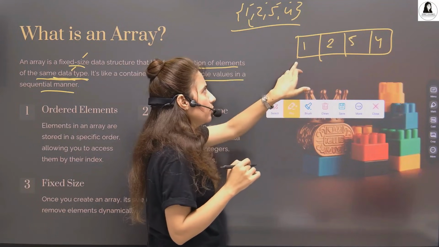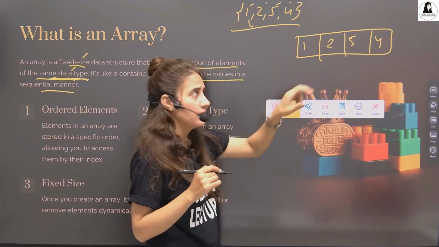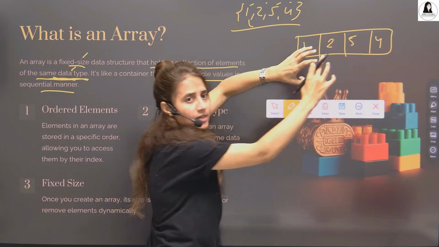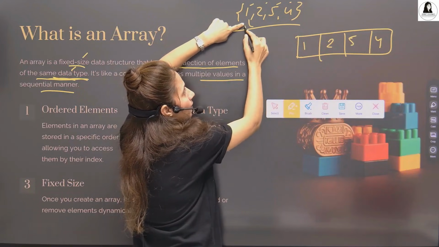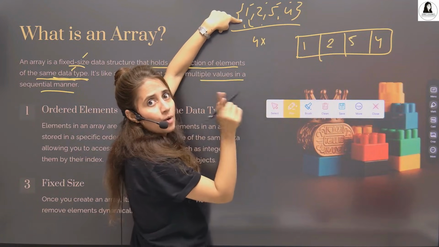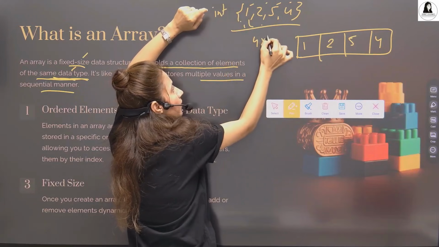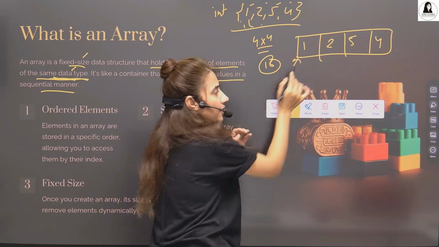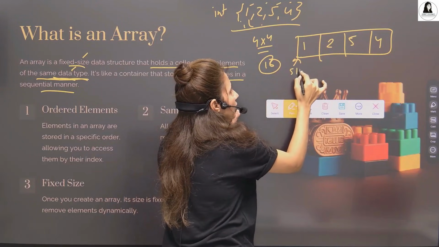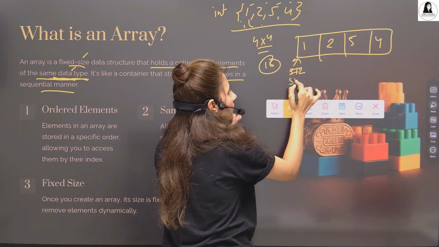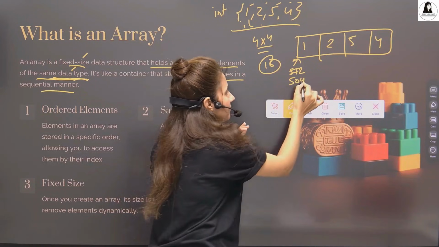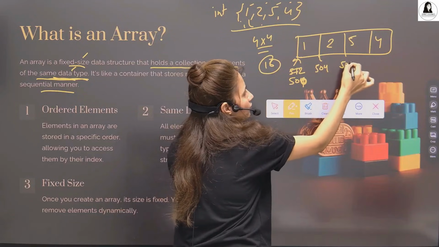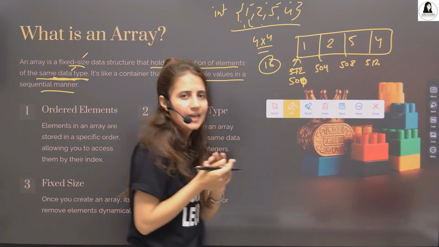So suppose this is the first address, the base address, or the address of the first element, of this block that has been allocated. How many bytes of block? How many elements are there? 4. Each element takes how many bytes? These are of int type, so 4 bytes. So 16 bytes of memory has been allocated, and the starting address of this memory is suppose 500. So the next element would start from 504, then 508, 512, like this.